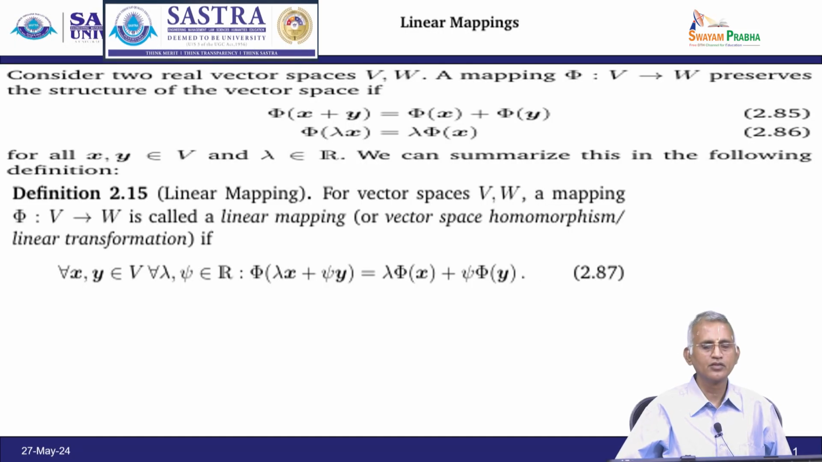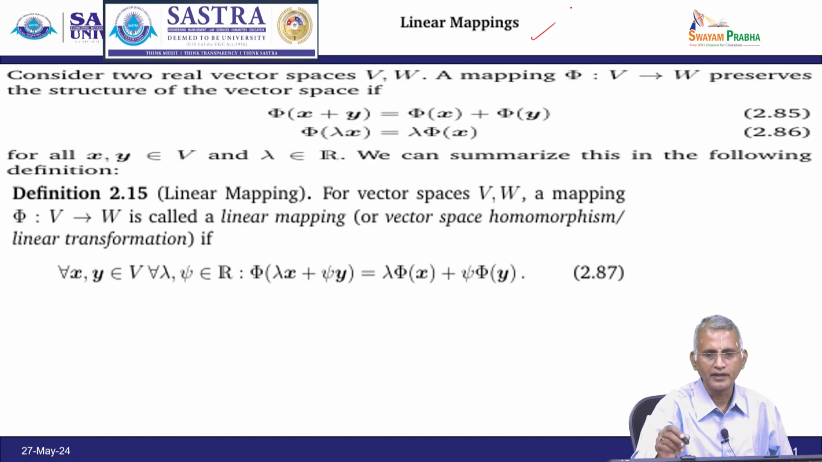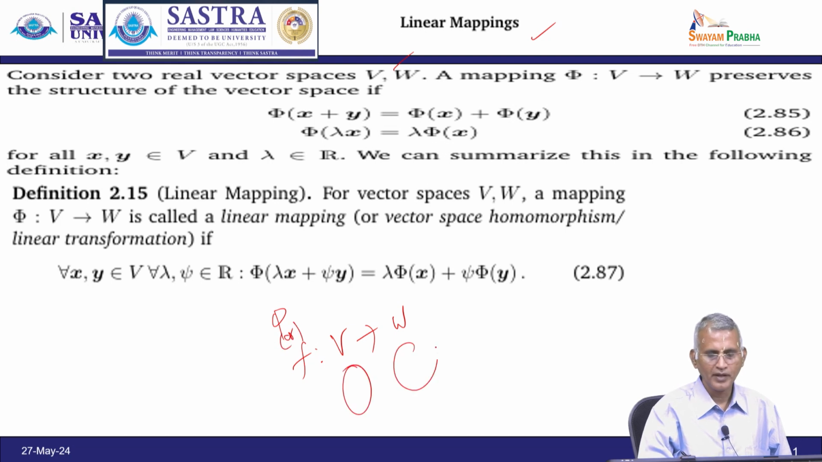Now we will go to discuss the linear mapping. Consider two real vectors v and w. A mapping means a map f, or phi, such that v maps to w. It means domain to codomain, and then we have to check whether the structure of the vector space is preserved, that is, linear or not.